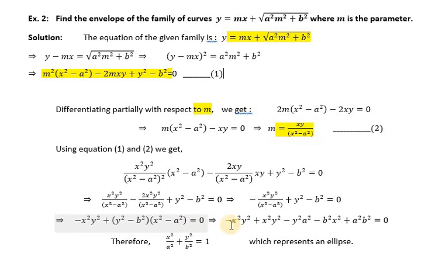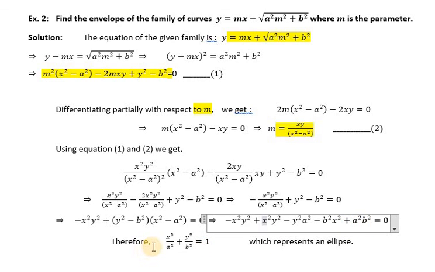Multiplying these terms, we get minus x square y square plus x square y square minus y square a square minus b square x square plus a square b square is equal to 0. Now see, this x square y square cancels. After cancelling these two terms, we have minus y square a square minus b square x square plus a square b square. Divide this equation by a square b square. So here a square cancels, so y square by b square, and here b square cancels, that is x square by a square is equal to 1.